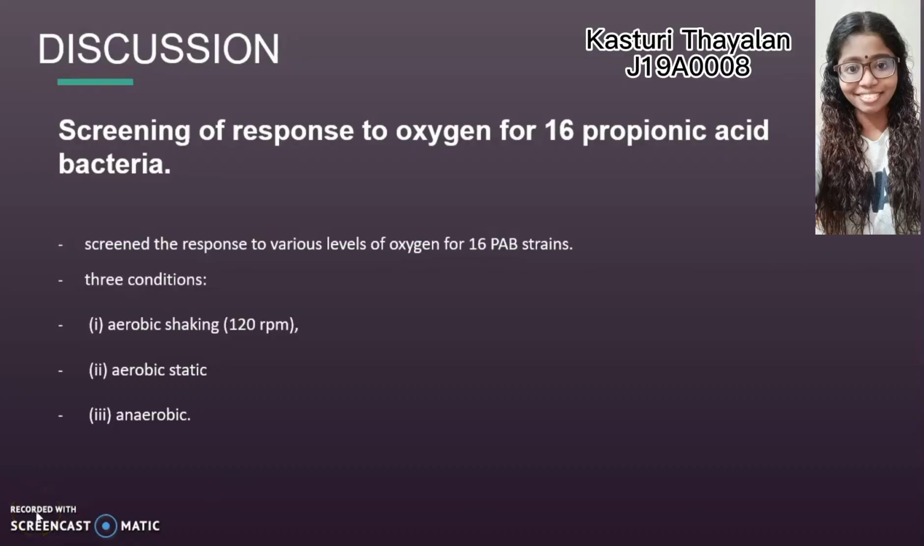Hi friends, let me continue with the discussion. As I mentioned earlier, in this study we used 16 propionic acid bacteria strains to screen at various levels of oxygen. So the three conditions that I mentioned earlier are aerobic shaking, aerobic static, and anaerobic condition.